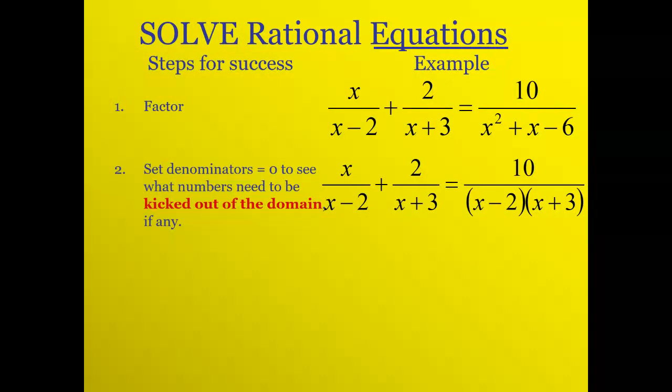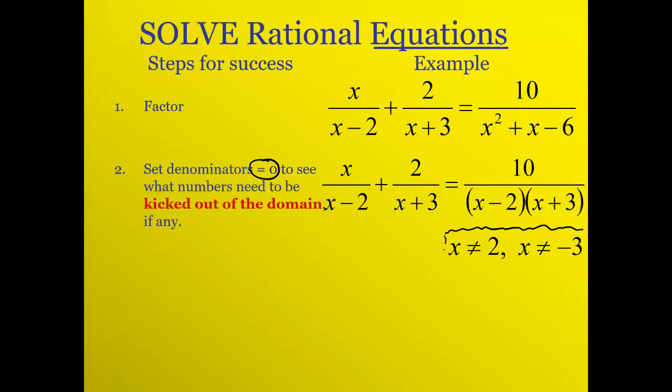Well, we just talked about this, right? We're going to set the denominators equal to 0 to see what needs to be kicked out of the domain, okay? So we know that x cannot equal 2 and x cannot equal -3. We use the zero product property there. And that's a really important thing for us to come back to at the end, right? If I solve this whole thing and I get that x equals 2, that's actually not a solution, okay? Because it can't be, right?